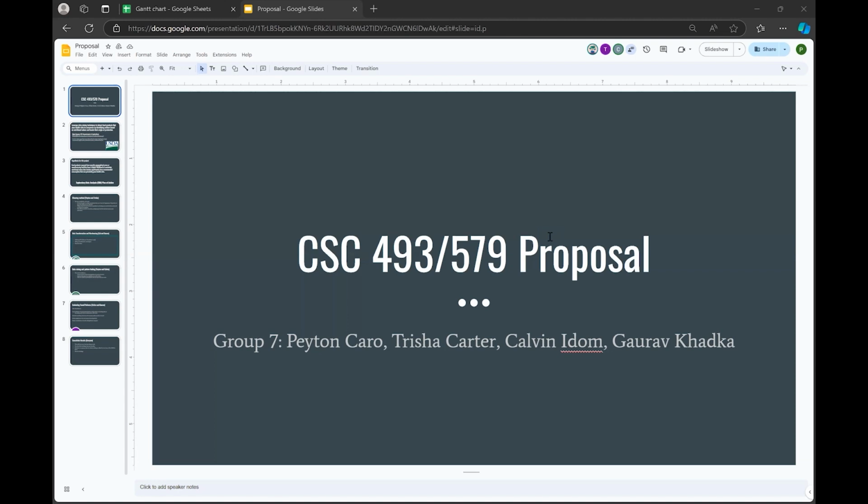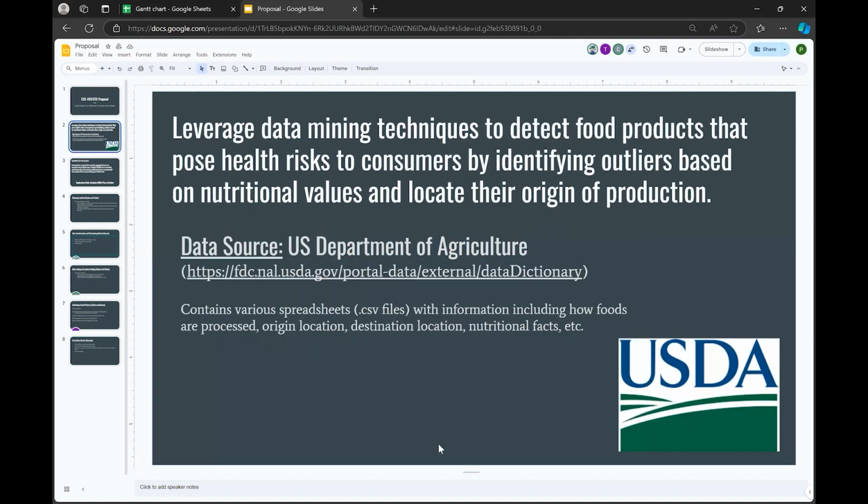And what we're doing is we're going to be looking into how we can use data mining to help out in some health sciences. So, our problem statement is being able to leverage data mining techniques to detect food products that could pose potential health risks to consumers by being able to identify outliers based on any bad nutritional value and be able to locate their origin of production.